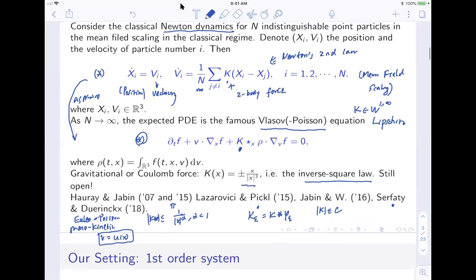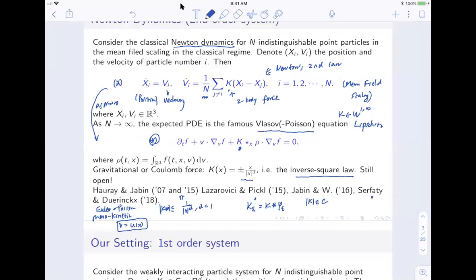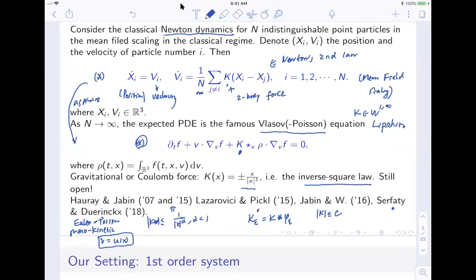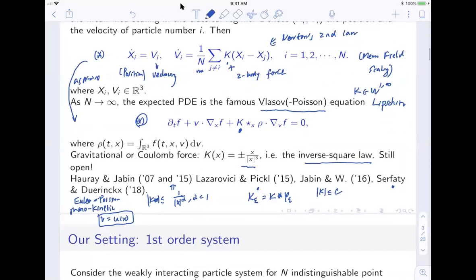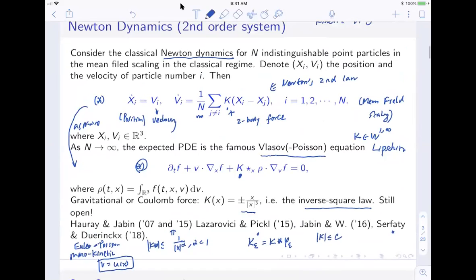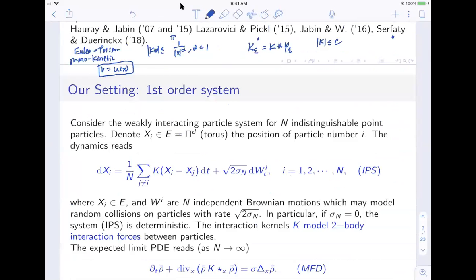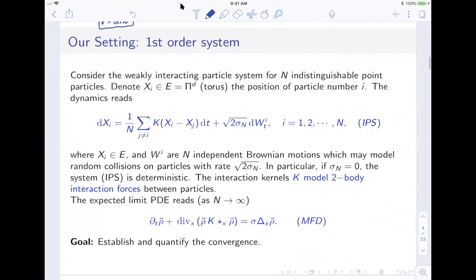In the following talk, instead of this second order system, like from Newton dynamics, I will study the first order system. It's slightly easier, but it still captures the difficult part, which is that K is singular. Okay, so this is our setting.